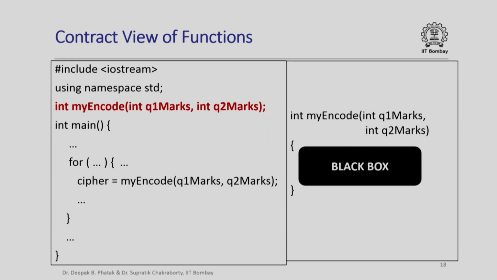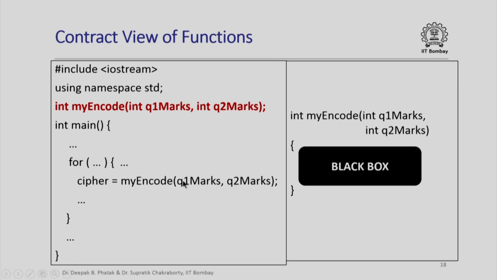Now that we have seen a simple usage of functions, let us try to understand how we might also want to view functions when we are calling them from a function like main. So in fact, when I call the function myencode from main, I really need not worry about how inside myencode the cipher will actually be calculated. I can think of the internals of myencode as a complete black box.